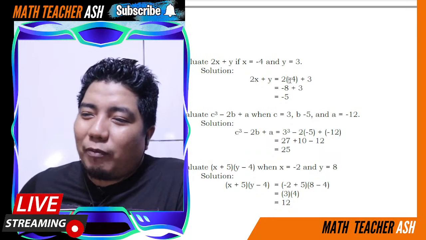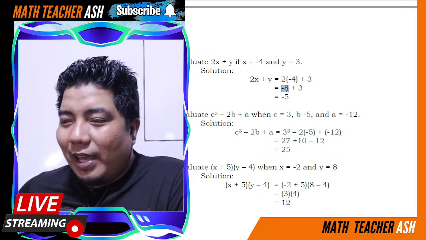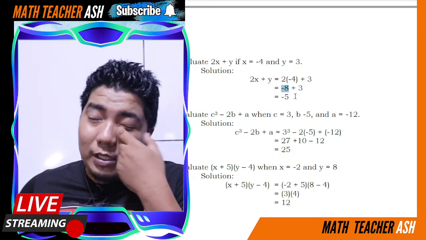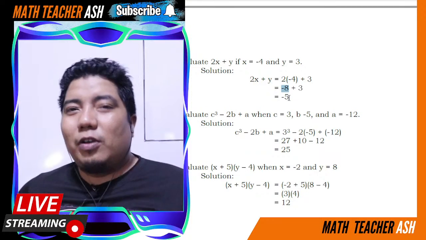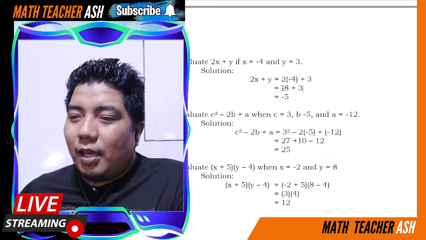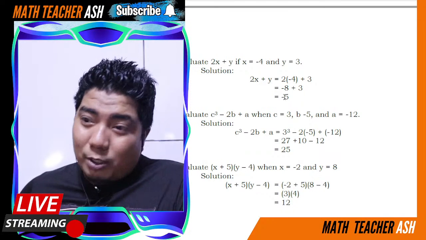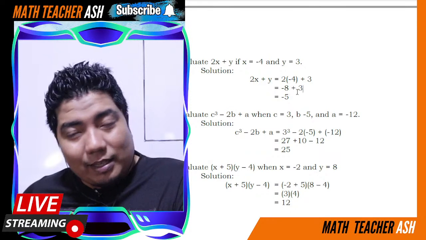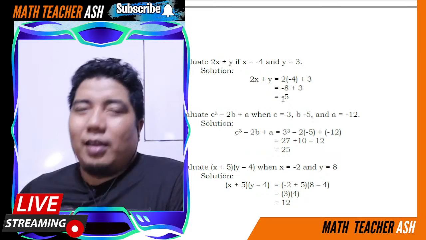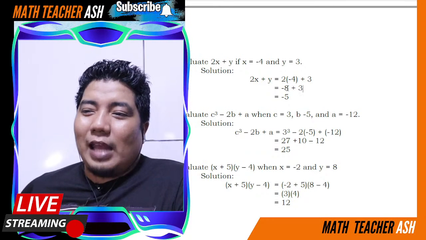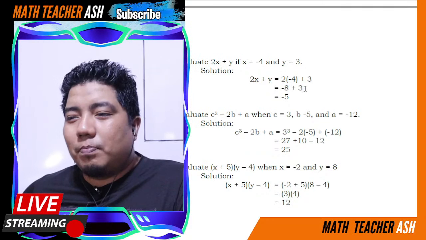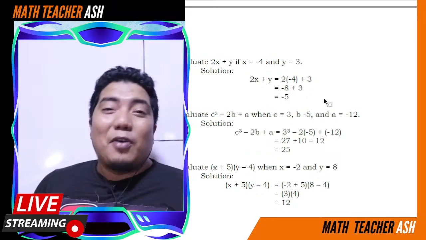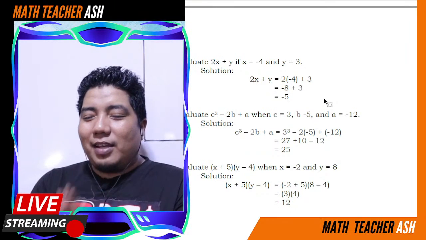Okay. So negative 4 times 2 is negative 8. Negative 8 plus 3. You just follow the rules in adding integers. If it is unlike signs, you copy the sign of the bigger absolute value. Since 8 is bigger than 3, copy the sign of 8, which is negative, and then subtract the values. 8 and 3 is 5. So the final answer is negative 5. It's that easy, my dear math learners.